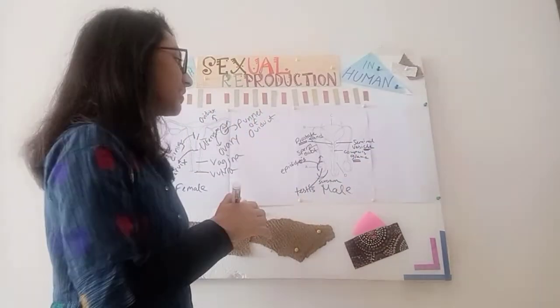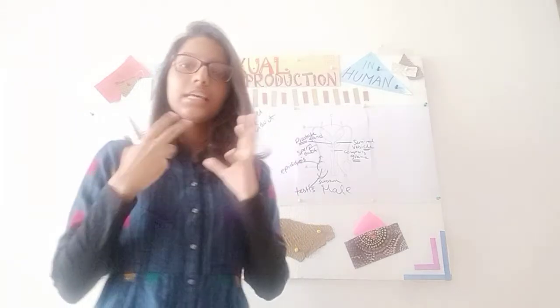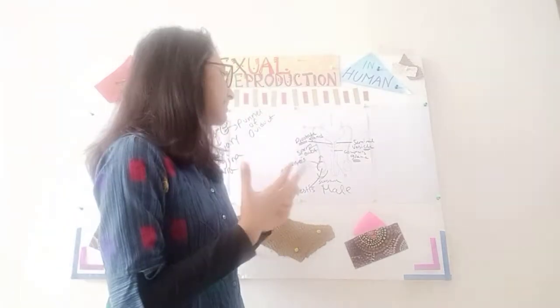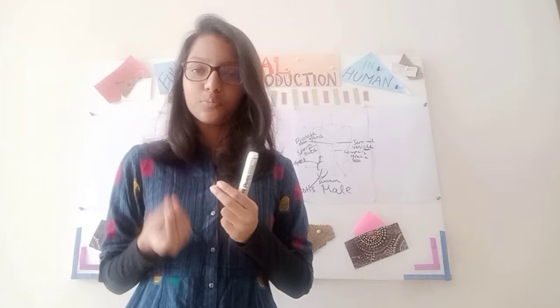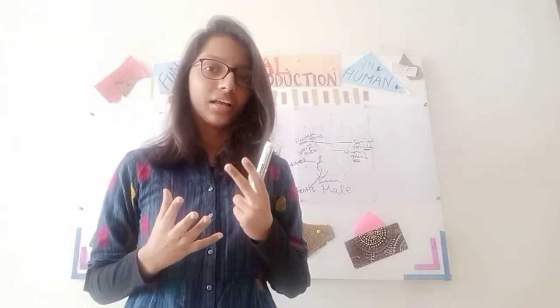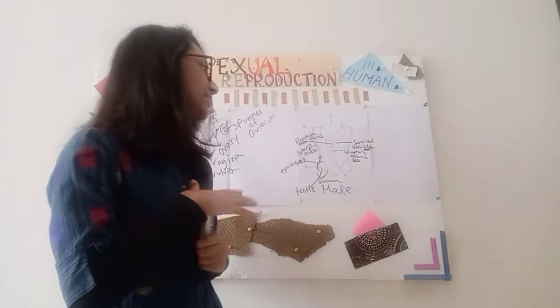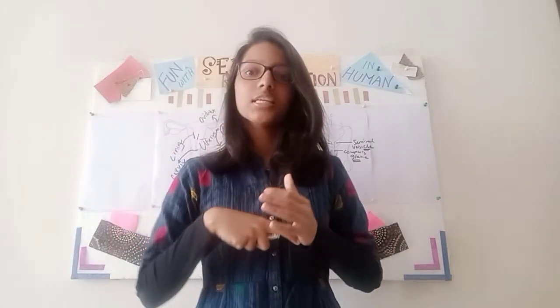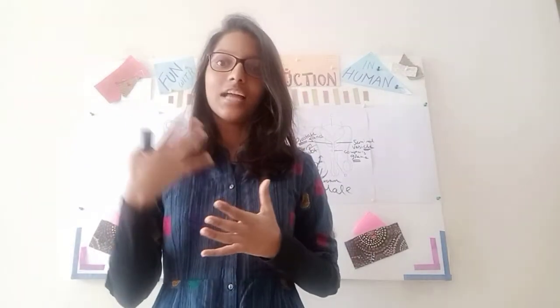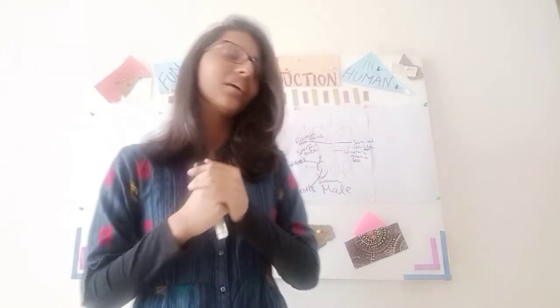So now we know the prostate gland, Cowper's gland, and seminal vesicle. These three organs release a fluid-like substance and mix the sperm with it, and the mixture of the fluid and the inactive sperm is called semen. Semen contains all the nutrients and enzymes that the sperm requires so that it can actively swim across the female body.